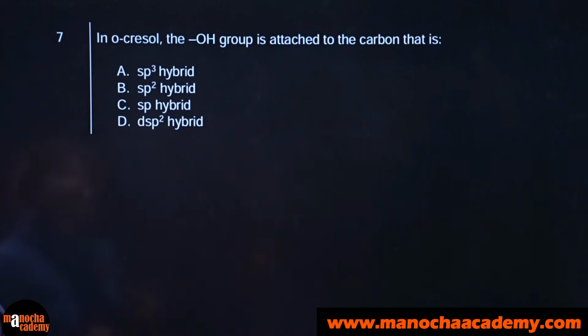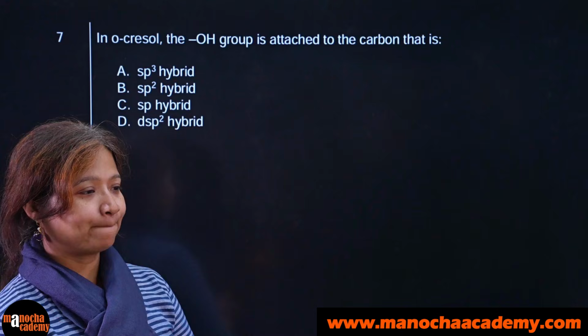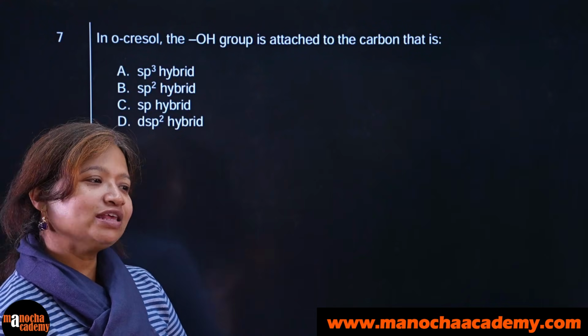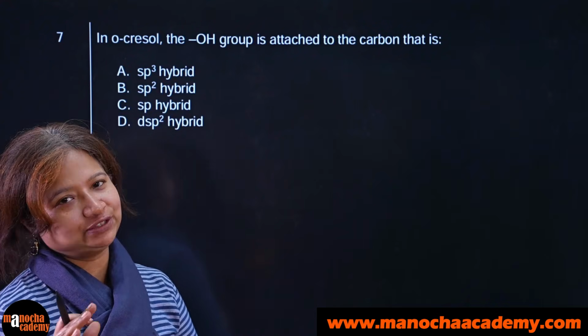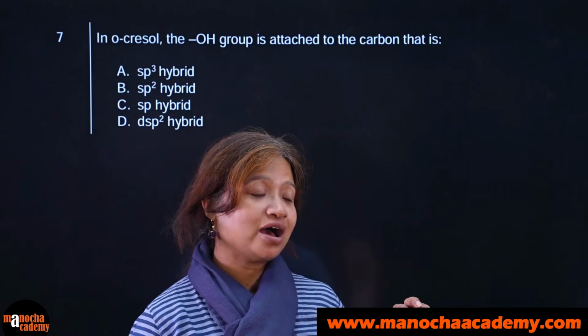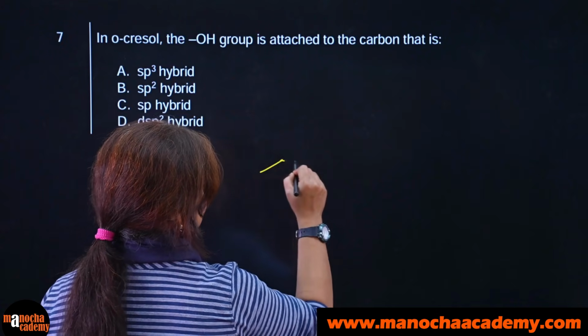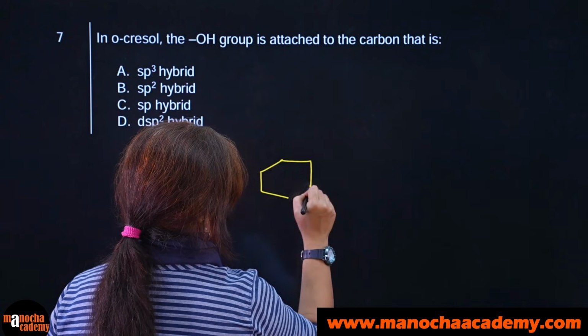So cresol. Now, do you know what is cresol? Common name? Anybody? What is cresol? One means one OH group is present. That's for sure. Now, other than OH, what other group is present in the benzene ring? See, cresol means it has to be one OH group.